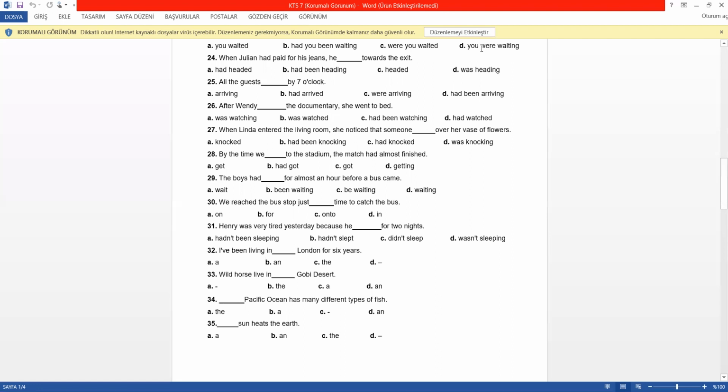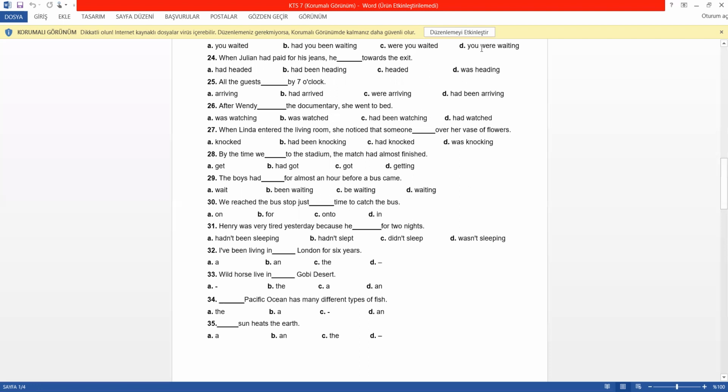In question 29, the correct answer is B, been waiting. Here we use past perfect progressive tense because we show the duration of the action and it happened before a bus came.